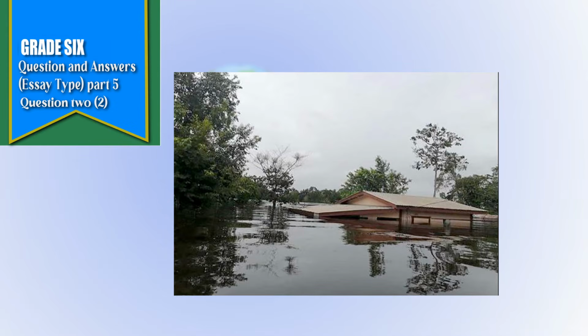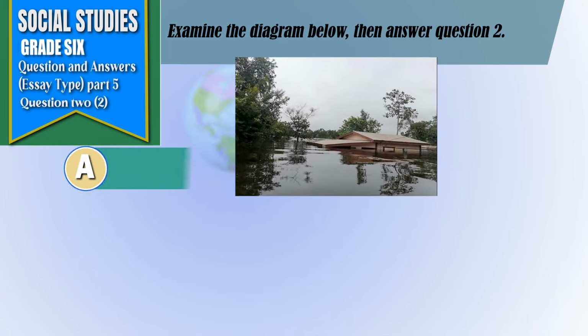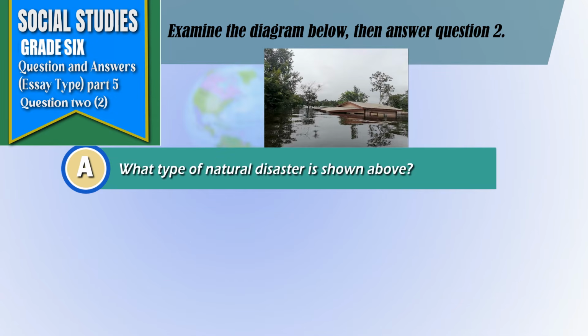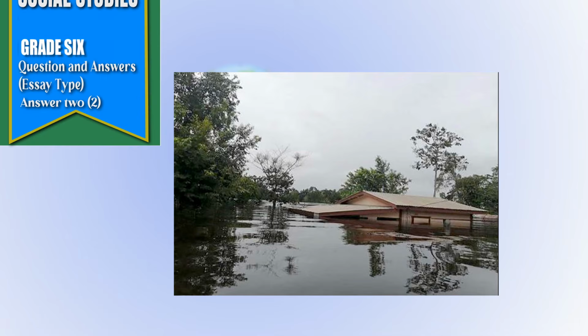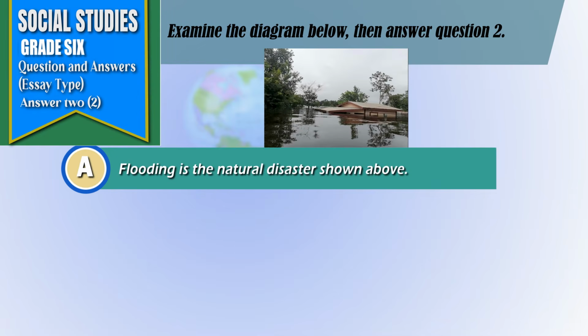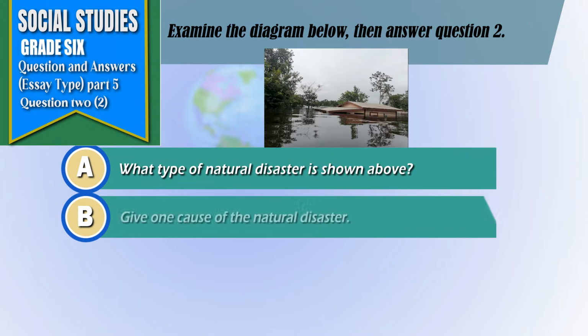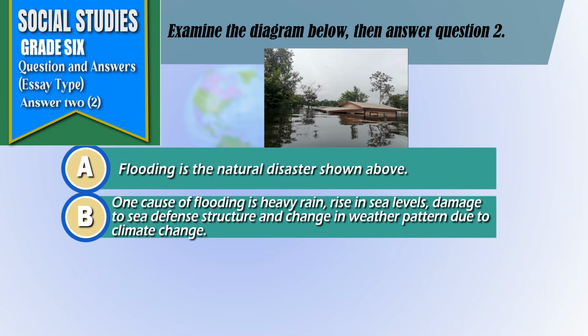So let's have the answers for question 2. Examine the diagram below, then answer question 2. What type of natural disaster is shown above? And so the answer is flooding is the natural disaster shown above. There's no other answer. B: Give one cause of the natural disaster. The answer: One cause of flooding is heavy rain.